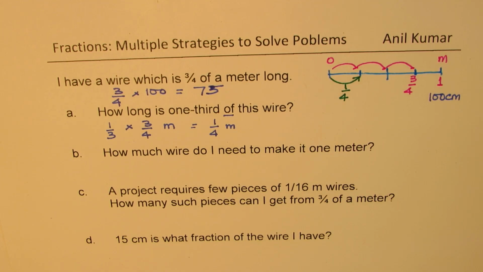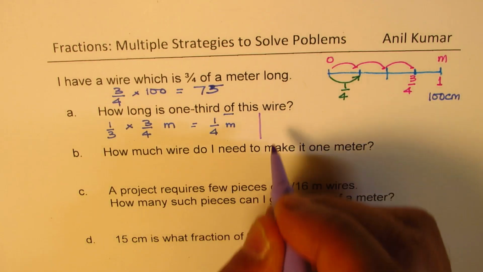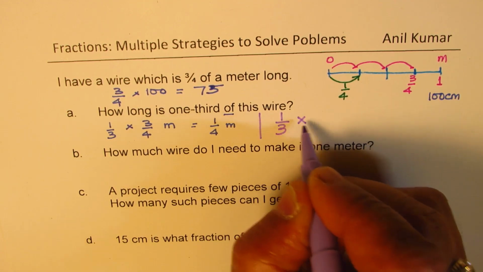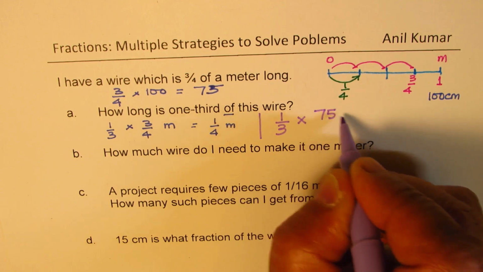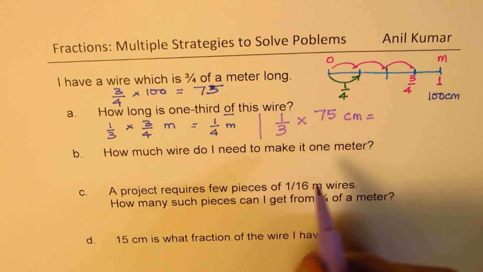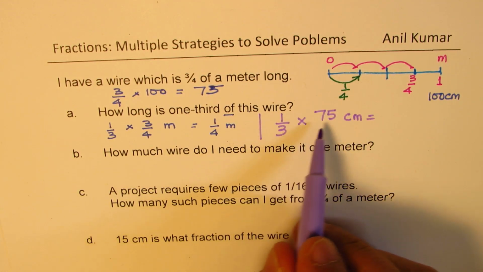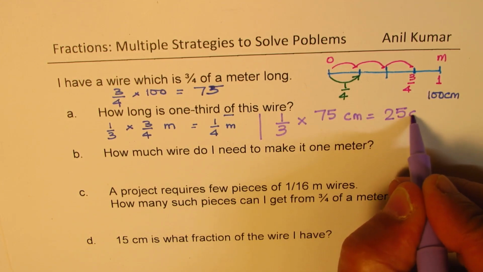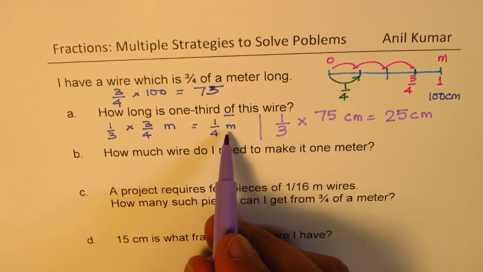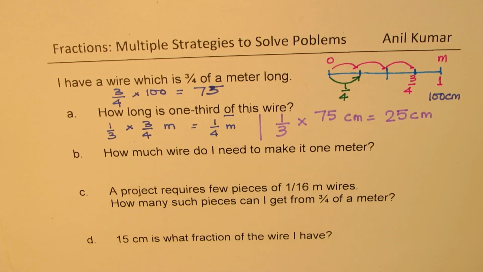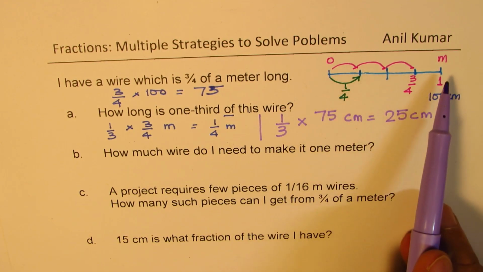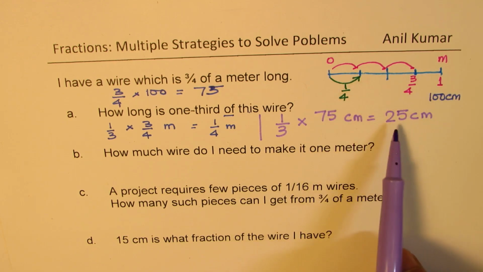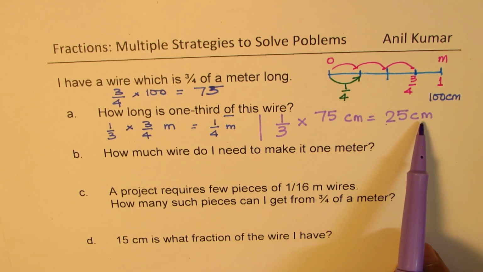So let me show you in a different ink. Now think like this. How long is 1/3 of means multiplication? 75, this is in centimeters, correct? So 1/3 of 75 is 25 centimeters, right? Which is 1/4 of a meter. You get the idea, right? So 1 meter is 100 centimeters. And 1/4 of that is 25 centimeters.